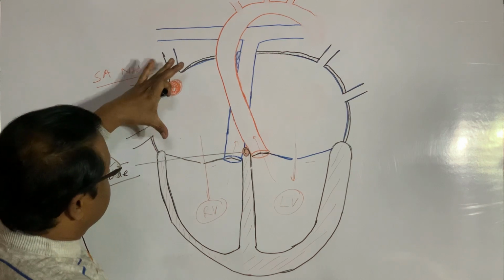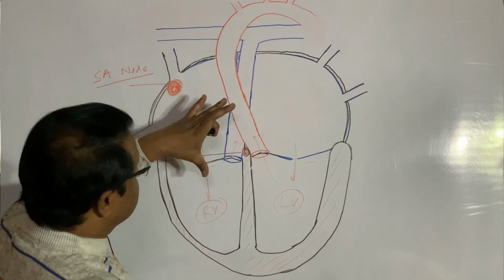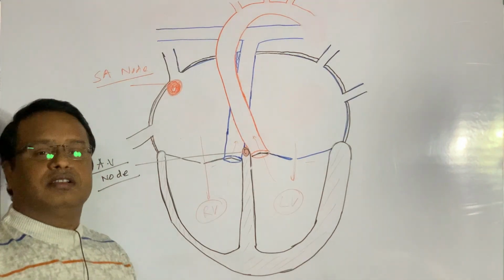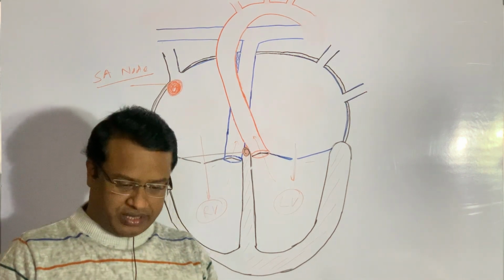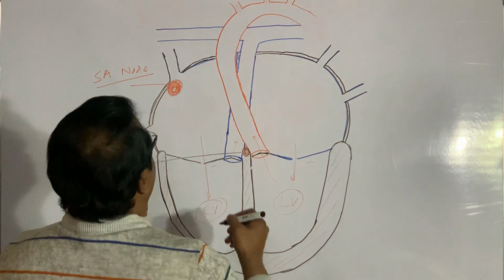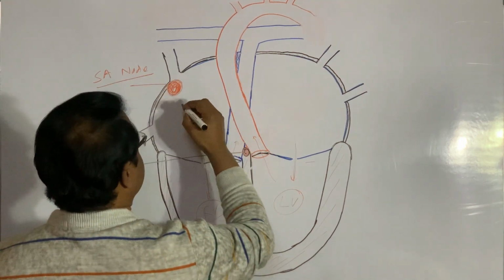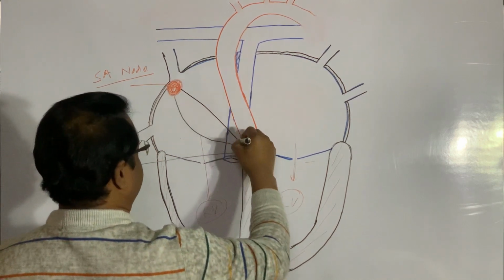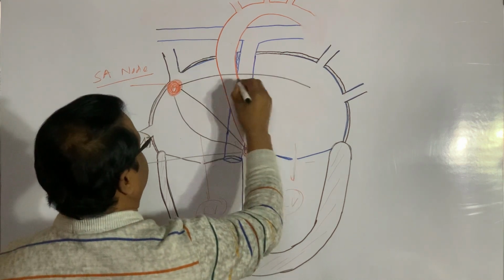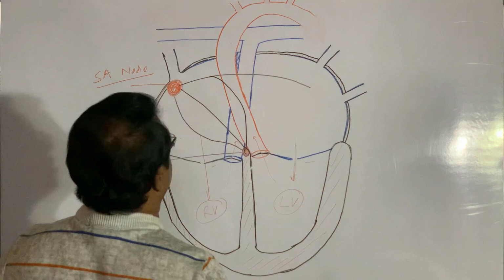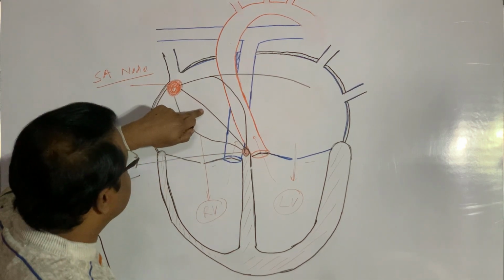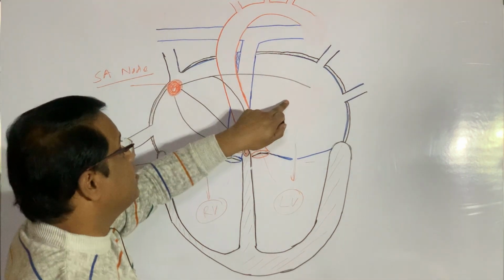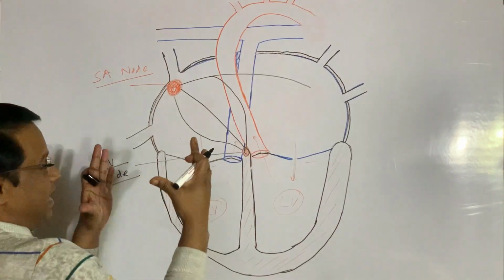The SA node generates cardiac contraction and it has connection with the AV node. In the opinion of most physiologists and researchers, it has mainly three connections: the posterior connection, the middle connection, and the anterior connection. Some fibers go to the left atrium to contract the left atrium.